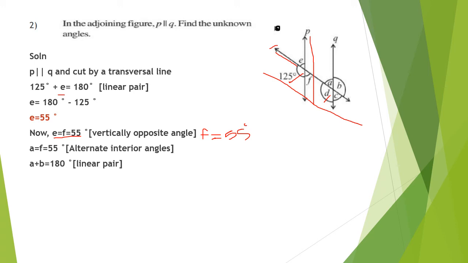We have found out the value of A, right? What is the value of A? 55 degree. So 55 degree plus B is equal to 180 degree. So we get B is equal to 180 degree minus 55 degree, so 125 degree. So we found out E, F, A, B. Now we want to find out D and C.